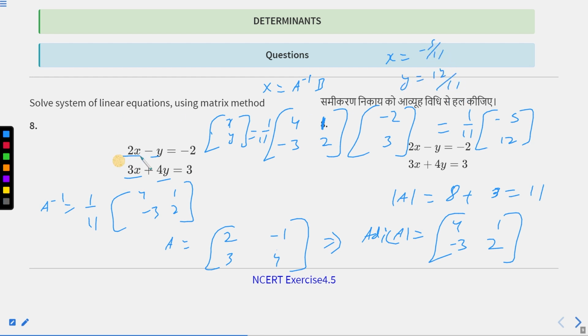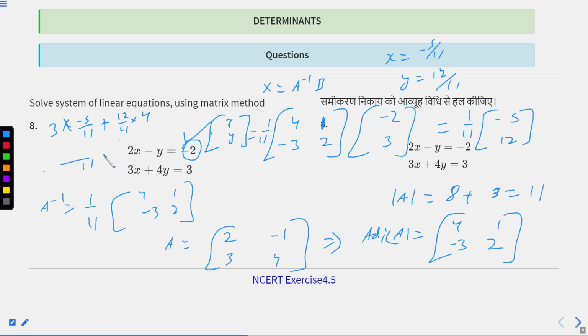Let me verify them. So 2 multiplied by minus 5 by 11 minus y, which is 12 by 11. Now let's solve. In the numerator you will have minus 10 minus 12, which means minus 22. Minus 22 over 11 will give you minus 2. You are getting minus 2. Yes, correct. Now 3x plus 4 times y. Let us just evaluate.